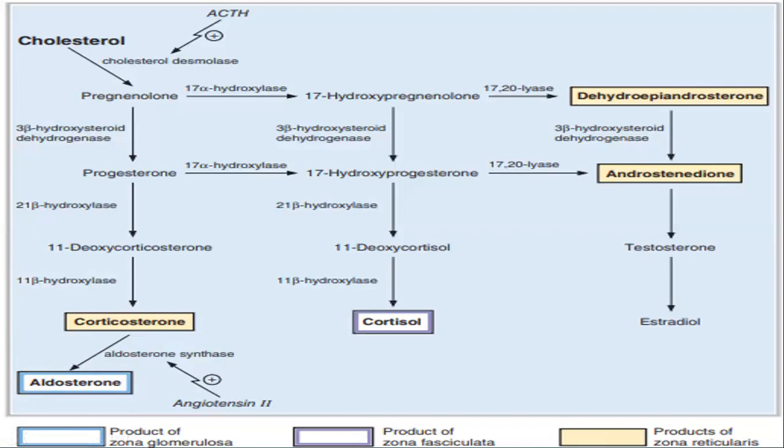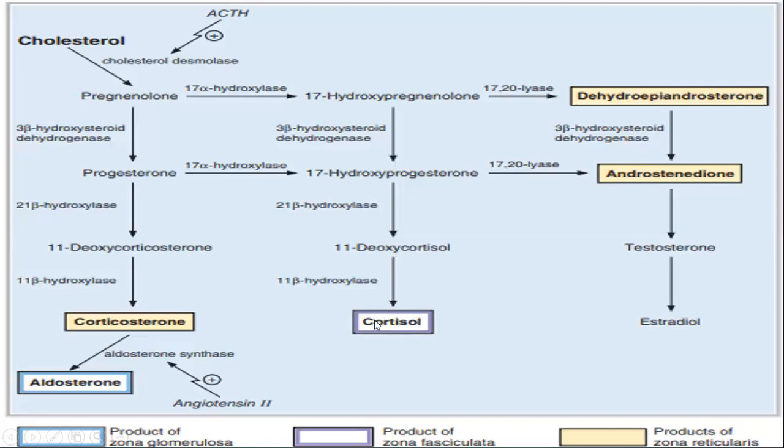Now, in the zona fasciculata, 17 alpha hydroxylase converts your pregnenolone and progesterone, which were synthesized in the glomerulosa, into 17 hydroxy pregnenolone and 17 hydroxy progesterone, respectively. 3-beta dehydrogenase converts your 17 hydroxy pregnenolone into 17 hydroxy progesterone. 21 beta hydroxylase converts 17 hydroxy progesterone to 11 deoxycortisol, and 11 beta hydroxylase converts 11 deoxycortisol to cortisol.